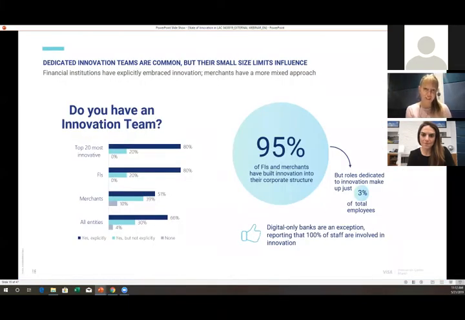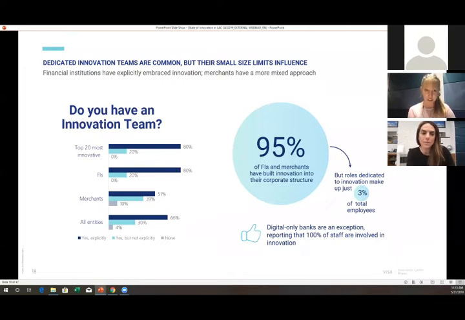Okay, so diving right into internal support for innovation. Of course, to be innovative, you have to have an internal structure and culture that supports innovation. So we wanted to understand how are the region's companies embracing innovation at a structural and corporate level. And the simplest way to measure that, and the most basic way, is do you have an innovation team? Do you have a team or resources dedicated to innovation?